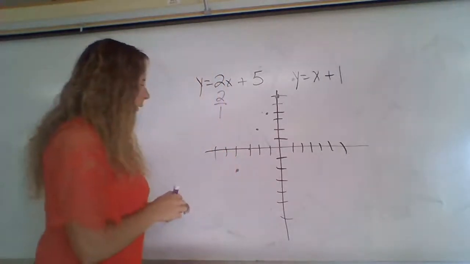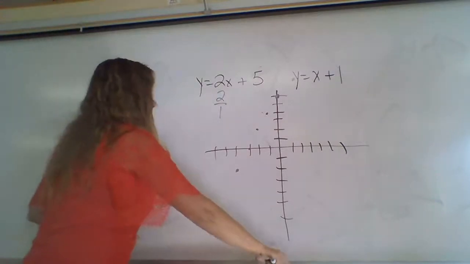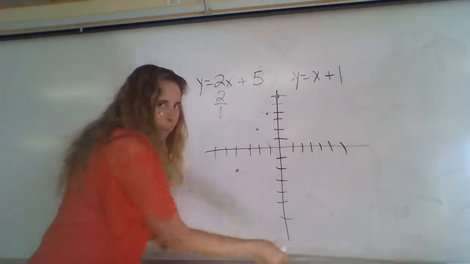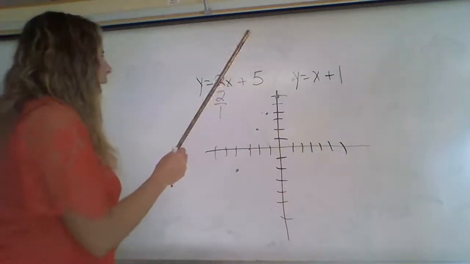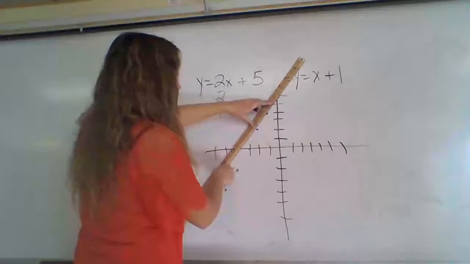Okay, I think that's far enough. So that's your first line. You can always make a table, but if they give you the y-intercept and the slope, I think it's quicker to graph it that way.